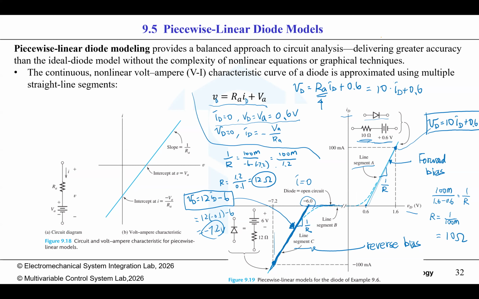Okay, and here we just use I equals 0, we just align to approximate. So we find the equation for this segment, the equation for this segment, and the equation for this segment. So we use 3 segments of straight line to approximate the IV curve of a diode. And hopefully you know how to solve it.